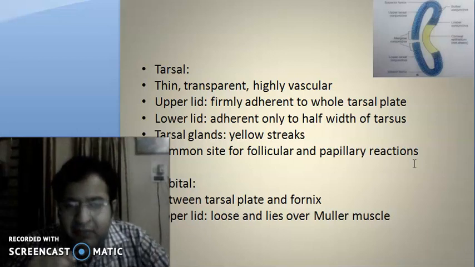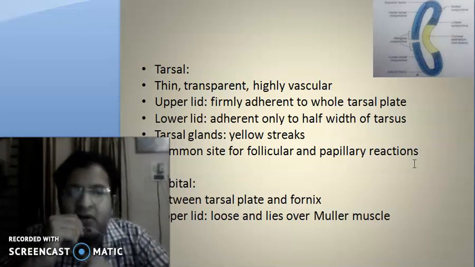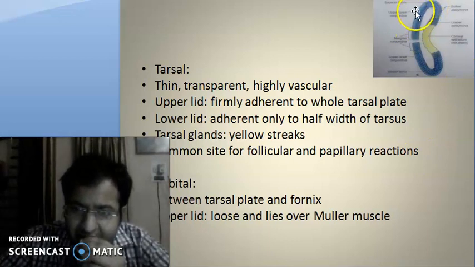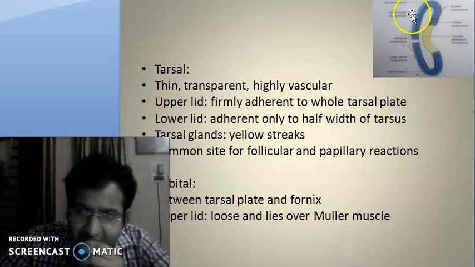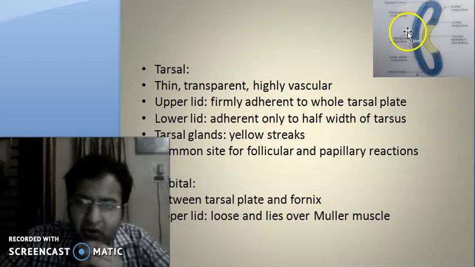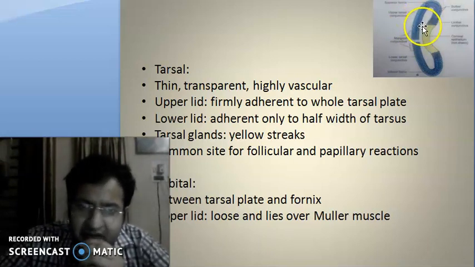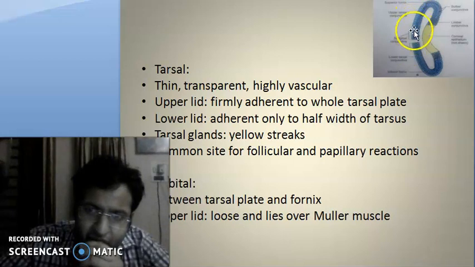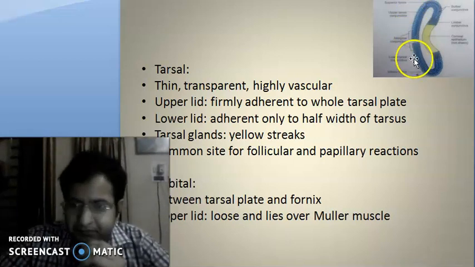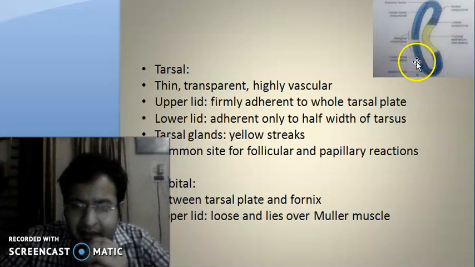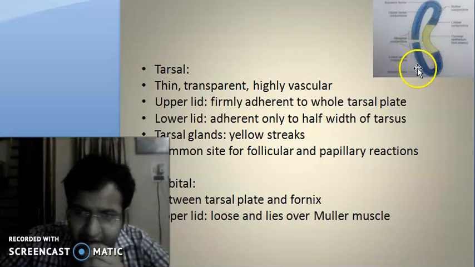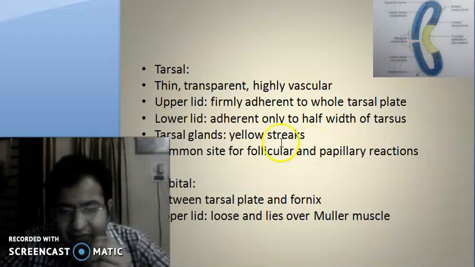The next part of the palpebral conjunctiva is the tarsal conjunctiva. The tarsal conjunctiva is the part in front of which lies the tarsal plate of the eyelid. It is a thin, transparent, and highly vascular structure. In the upper lid, it is firmly adherent to the whole of the tarsal plate. In the lower lid, it is adherent only to half the width of the tarsus, and the lower width of the tarsus is free from the conjunctiva.